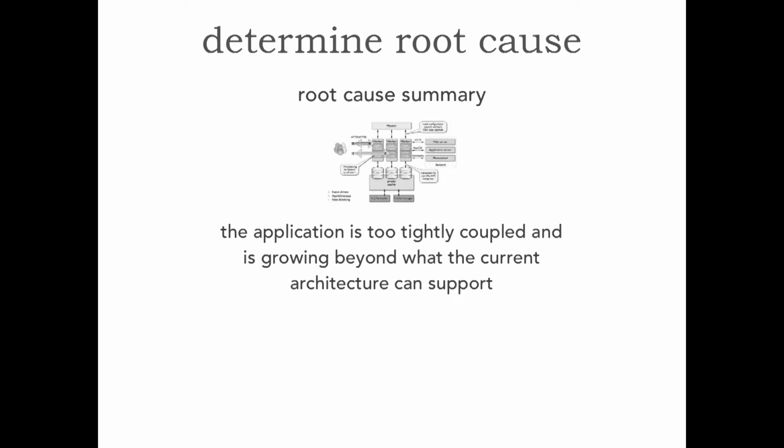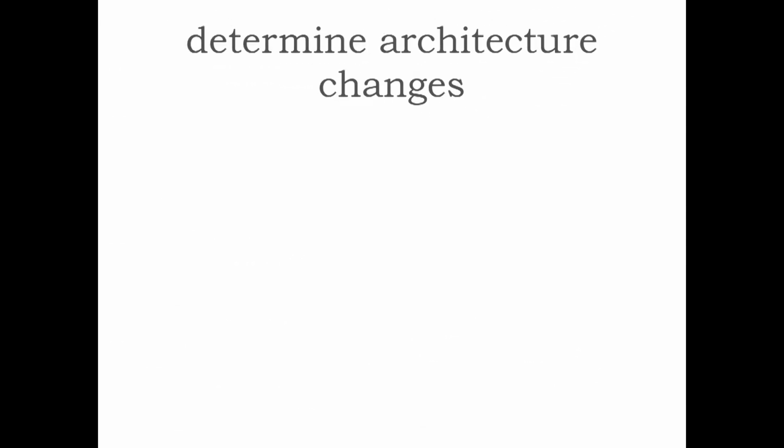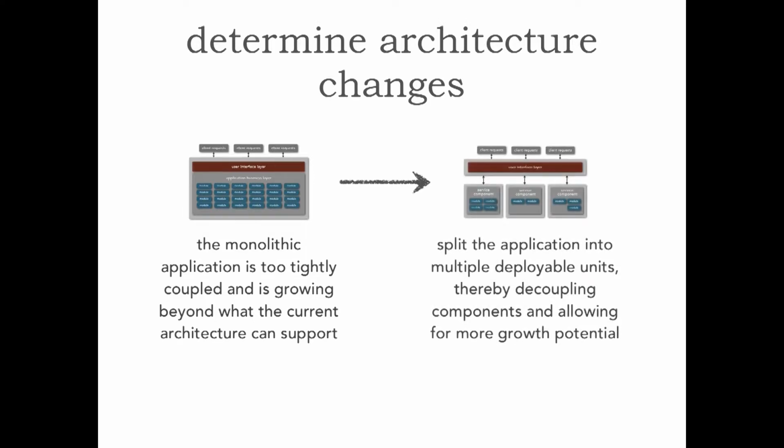So the next step is to identify the problems, which we have. And the next step is to determine the corresponding architecture changes that are needed. So this is really where your technical knowledge and business knowledge of the architecture comes in to say, we are currently here, for example, the monolithic application is too tightly coupled and is growing beyond what the current architecture can support. What you lean towards is saying, well, if I were to be able to decouple this application and really split it up into multiple pieces and multiple deployable units, I can decouple components and then I can allow for the potential growth, some additional growth.